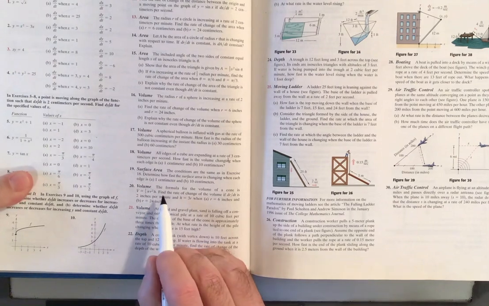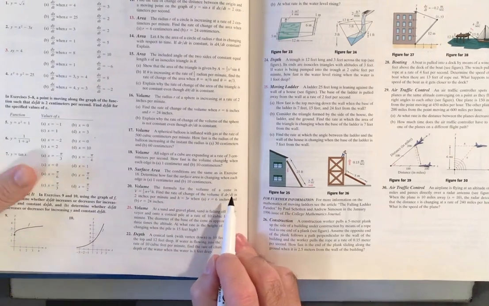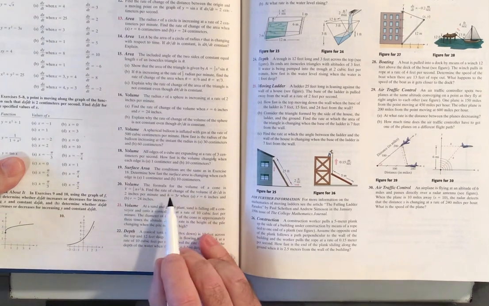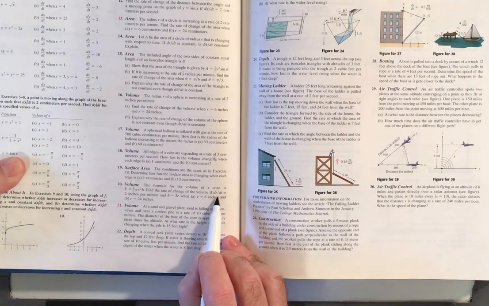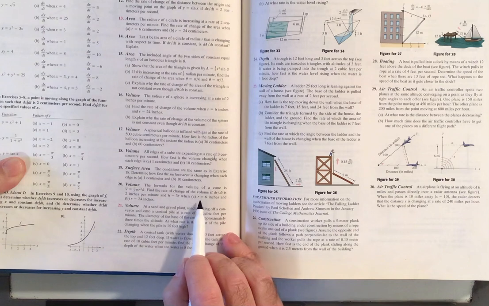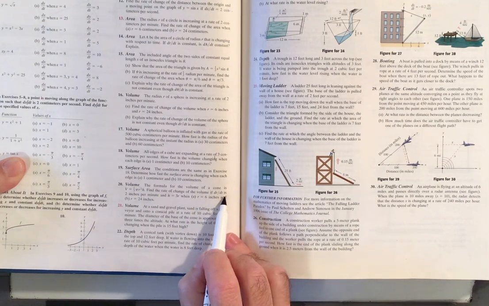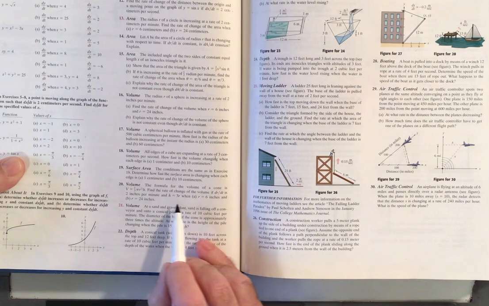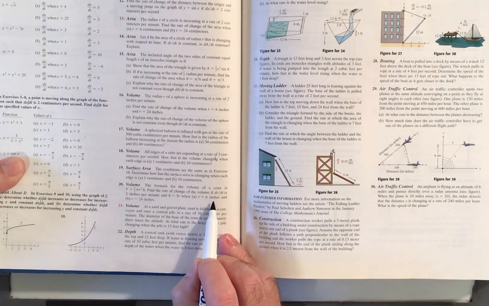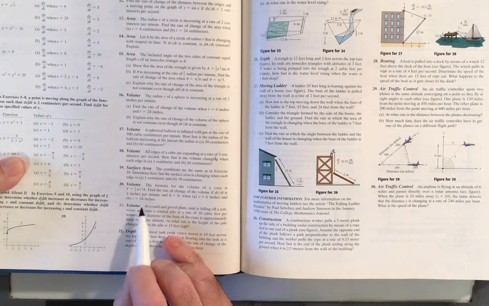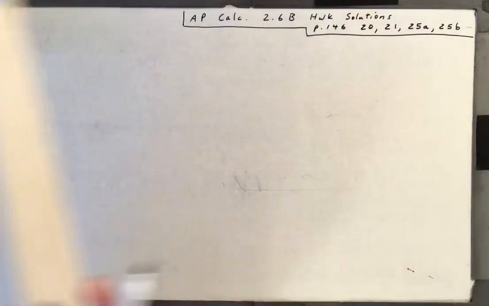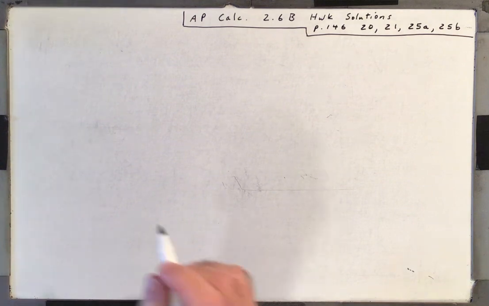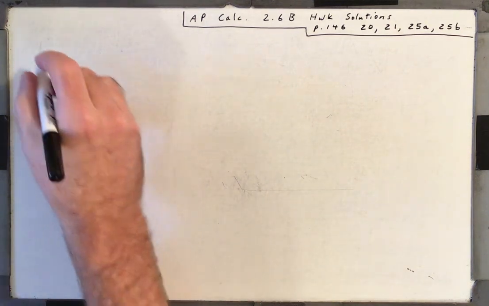It says the formula for the volume of a cone is 1/3 pi r squared h. Find the rate of change of volume, dV/dt, if dr/dt is 2 inches per minute and h equals 3r when r is 6 inches and r is 24 inches. As long as we can get part A, part B is easy. It's just plugging in a different number.